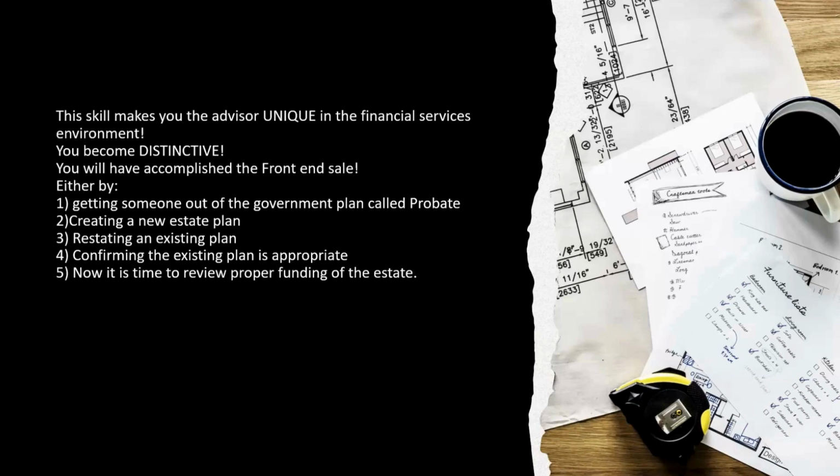You become distinctive. You will have accomplished the front end sale, either by getting someone out of the government plan called probate, creating a new estate plan, restating an existing plan, confirming the existing plan is appropriate, and now's the time to review proper funding of the estate. You know, any objection they give you should be a positive. Oh, I've already got an estate plan. Great, let's make sure it's properly funded. Even if they already have one, even if they already have a trust, that does not mean it's properly funded.